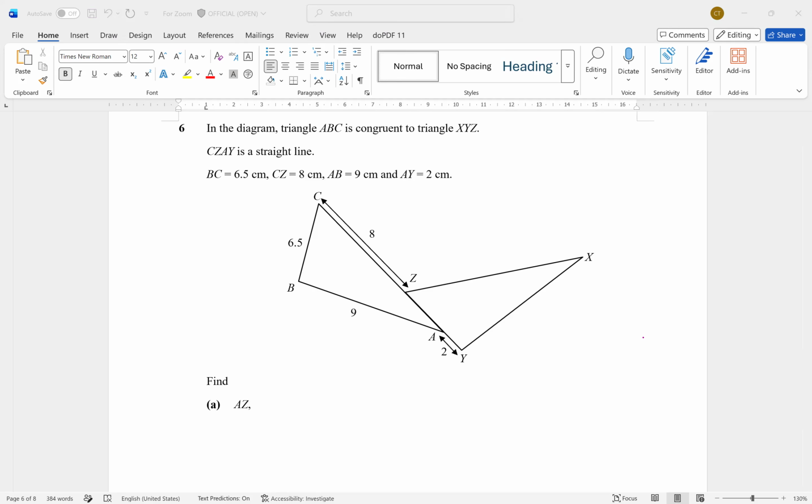Hi students, in this video I'll be going through some questions on congruency and similarity. Okay, so let's take a look at the first question.